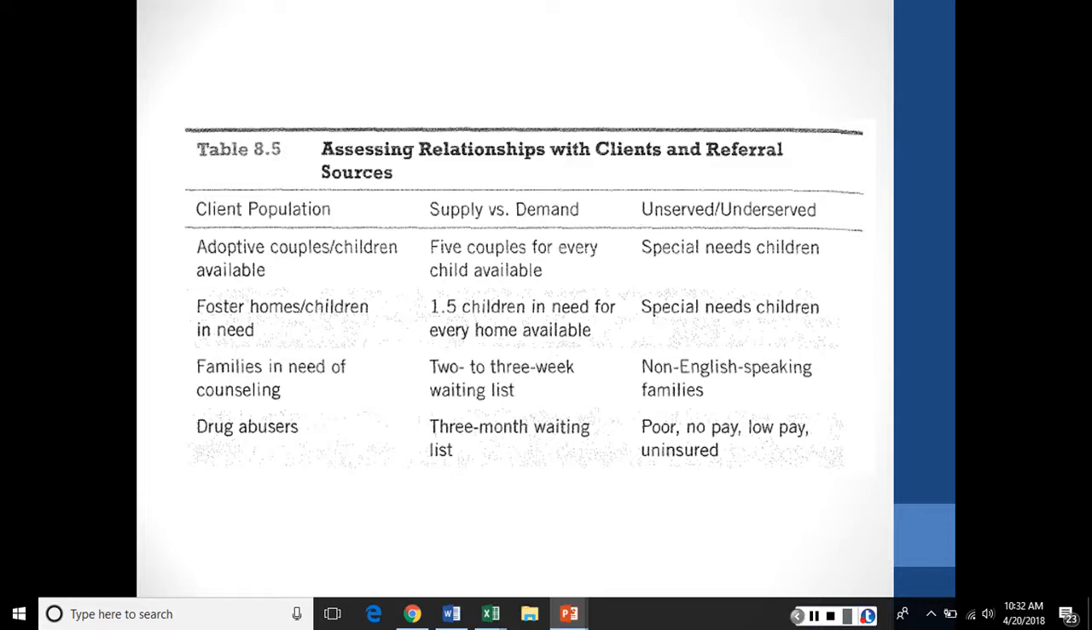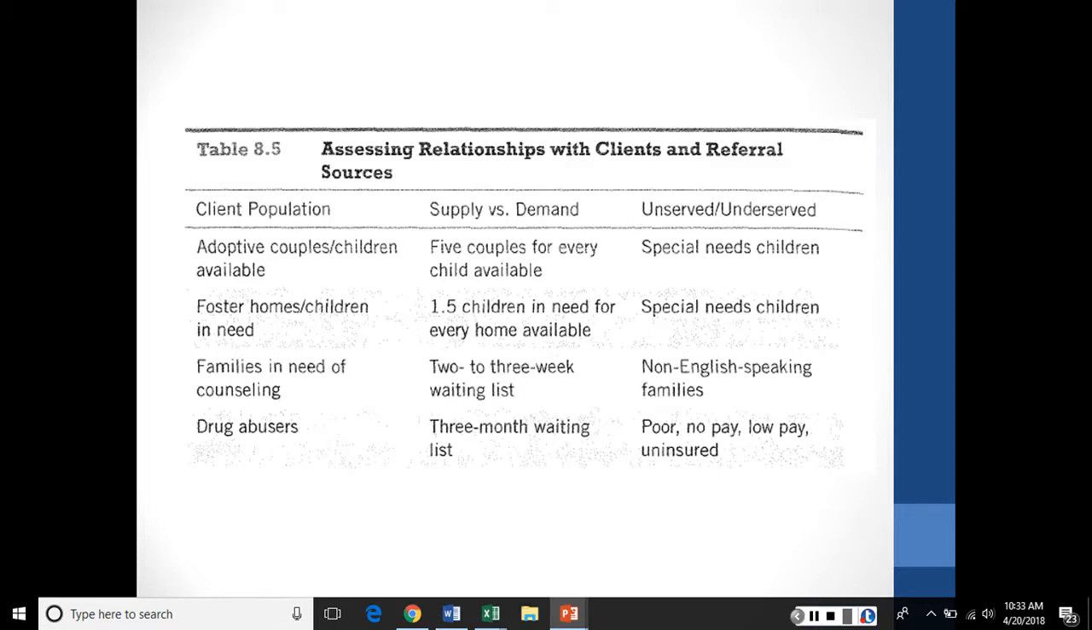If we think about kids who are in foster care, there's probably, let's say, 1.5 children for every home available. So kids are going to have to wait for services, and the kids who are most underserved are going to be kids who have special needs, because it's more difficult to place them. So all of these need to be taken into consideration when we're thinking about our clients and how we're able to take them in.